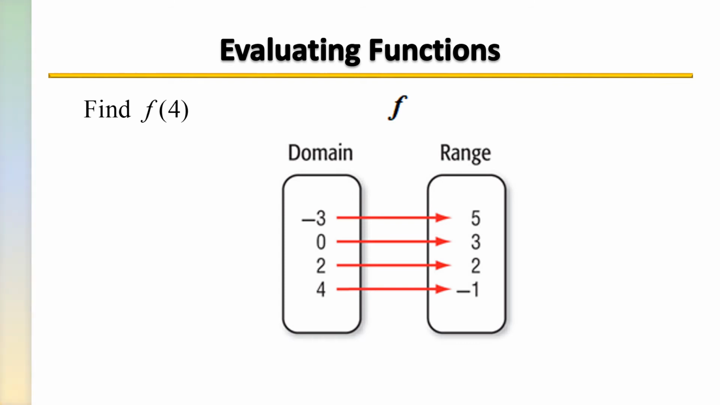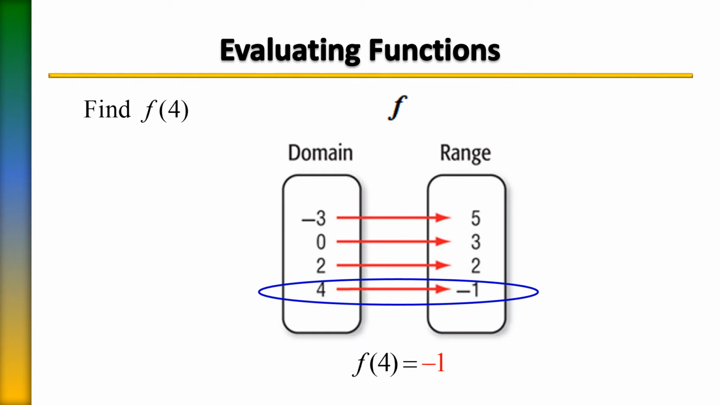Here we have a mapping and we're asked to evaluate f of 4. So with an input or an x value of 4, we need to see what was the output in the domain. Out of all the x values, the last one is the one that has an x value of 4. So we need to see what is the y value or the output, and the output is -1. So f of 4 equals -1.